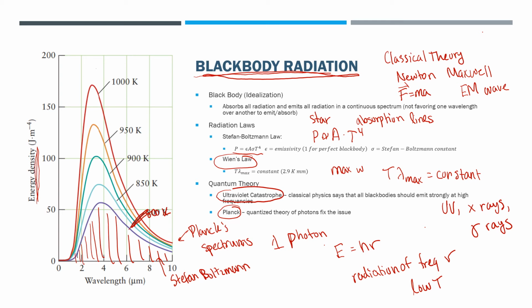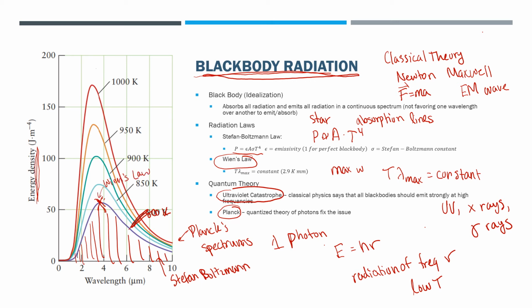Now let's look at Wien's law in relation to this graph. Wien's law tells me at what lambda my black body is going to be radiating the most. So basically, I'm looking at the peak of my Planck spectrum. This peak, the top of my spectrum, is given by Wien's law.